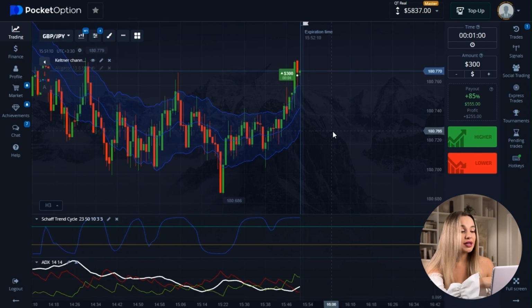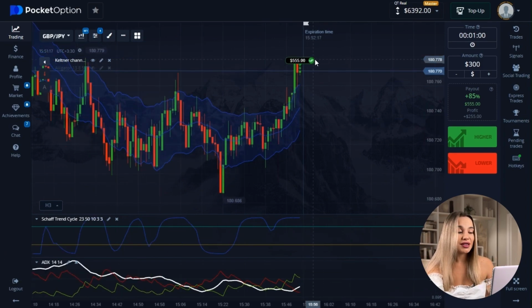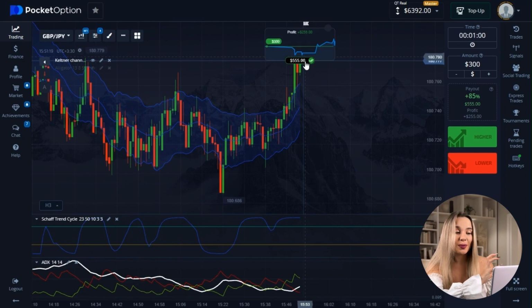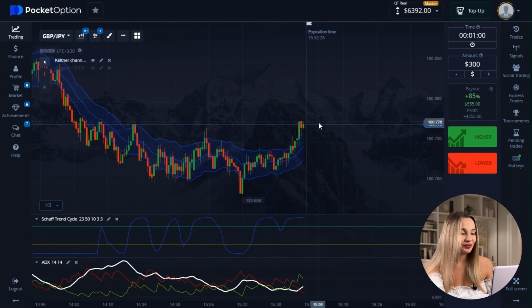Again, we are trading with this trend, which also minimizes risks in this trade. And once again, $255. This amount further boosts our balance and we will secure the profit and continue observing.